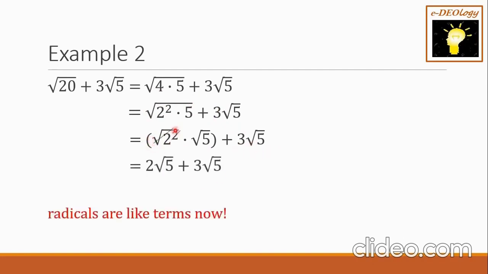Next, we are going to cancel the radical sign and the power 2. Only the number 2 comes down here to be multiplied to this square root of 5. Then we'll just copy this 3 square root of 5 down here. Now we were able to simplify this square root of 20. Now it becomes 2 square root of 5. So we can see that they are like terms now.